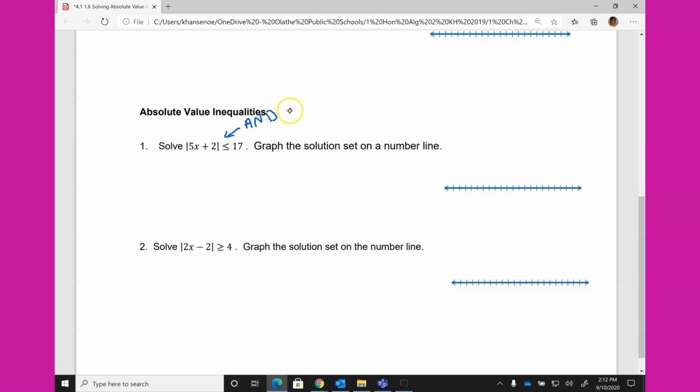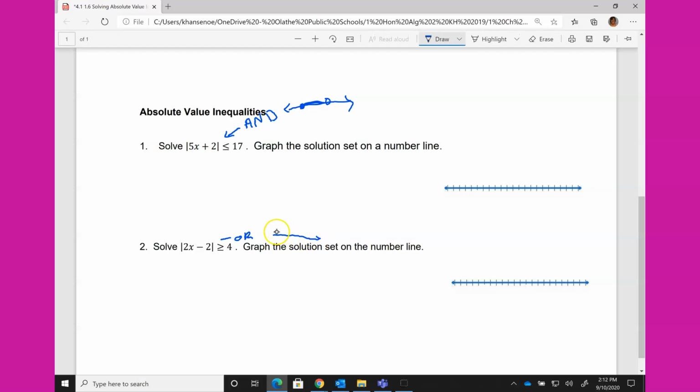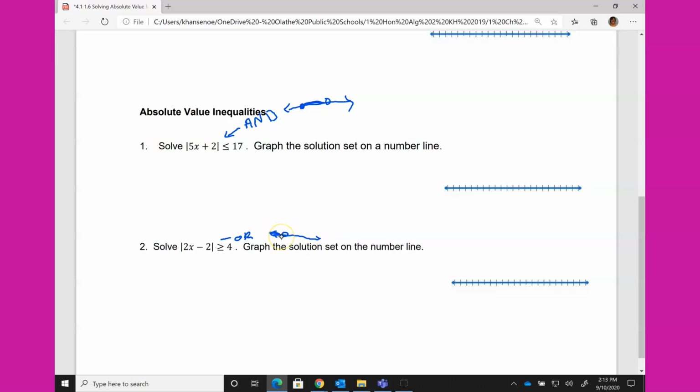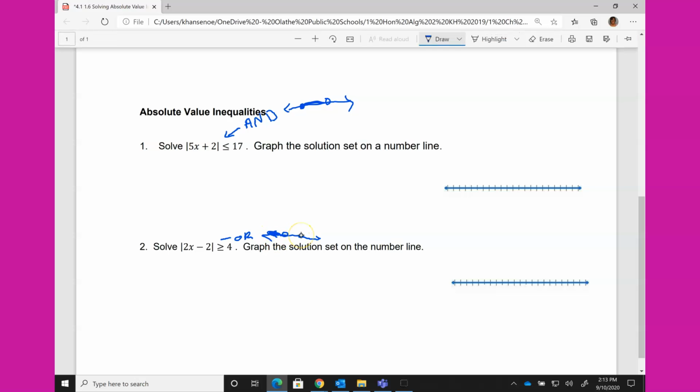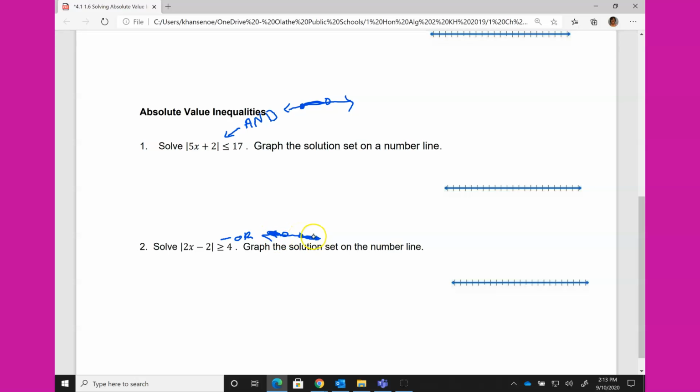Okay, and if it's an and problem, then I'm going to have a graph that looks something like this, correct? Something that's going in the middle of the two points. This is an or problem, and that means on a number line I'm going to have something that looks like this. It's going this way and this way. Sorry, that's really messy.